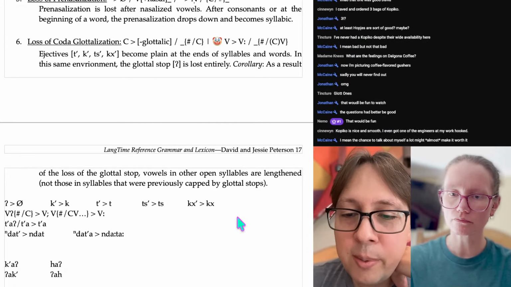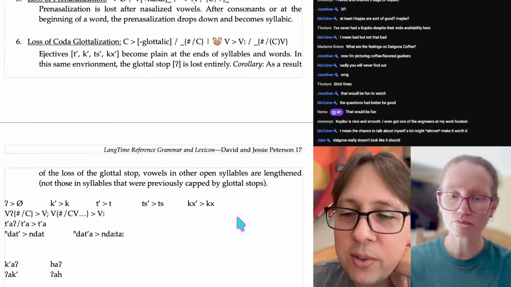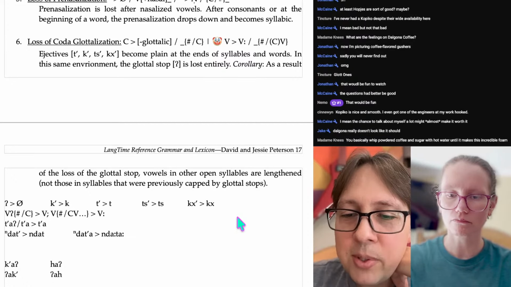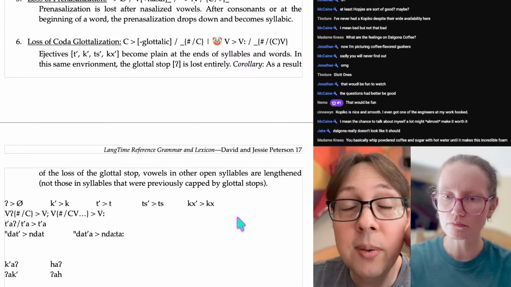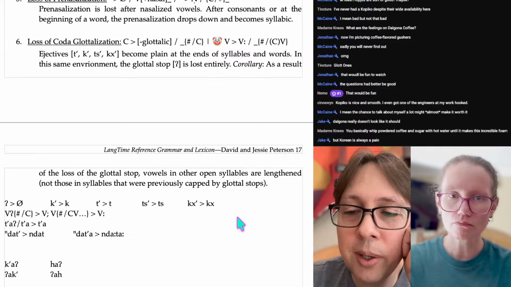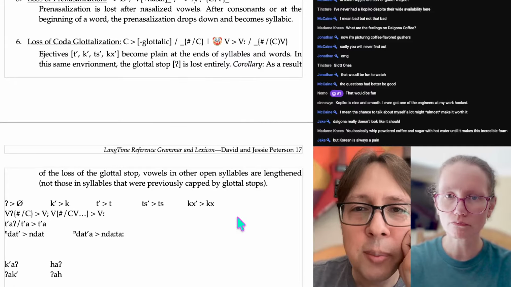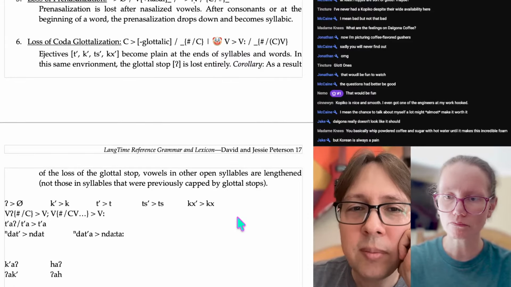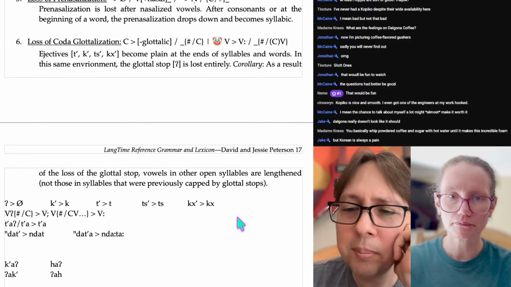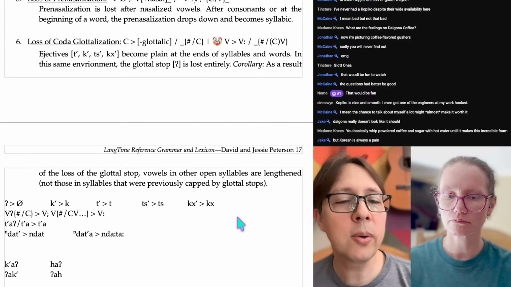Cinnamon says Kopiko is nice and smooth. It sure is. See, Mateus and I are very much on a wavelength and both very kiki. Mateus says, I mean, the chance to talk about myself a lot might almost make it worth it. And it's like, yeah. I think both of us understand that we love talking about ourselves and love being the spotlight, even if we feel it is sometimes inappropriate to admit that.